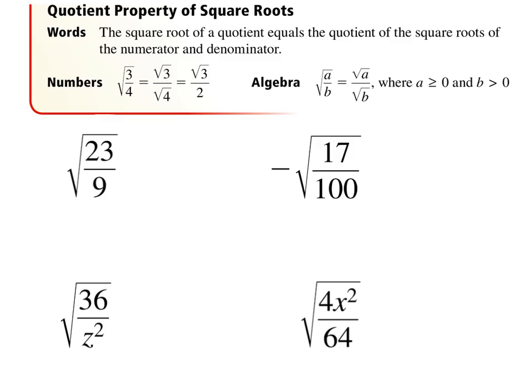So this first example, square root of 23 over 9, all I have to do there is simplify it by writing it as the square root of 23 over the square root of 9.